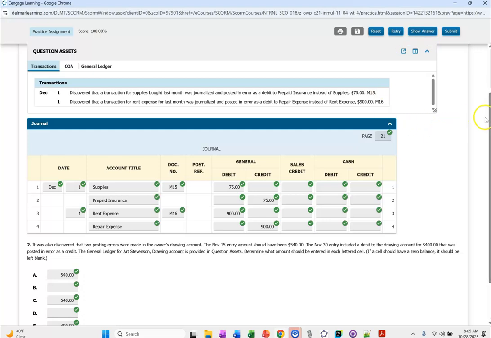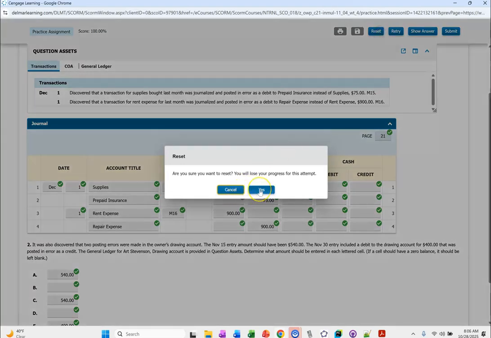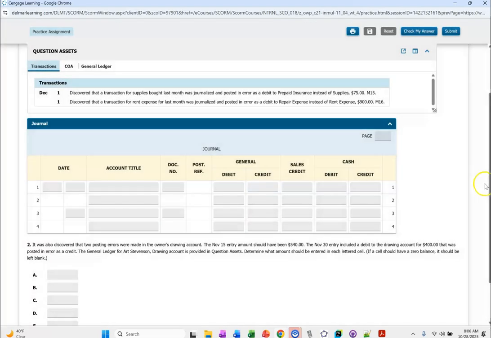Okay, I did this already apparently. I do know the page number here. It told you in the problem. Oh yeah, it says use page 21 of the journal. So let's look at the first transaction. So we'll date this December 1.